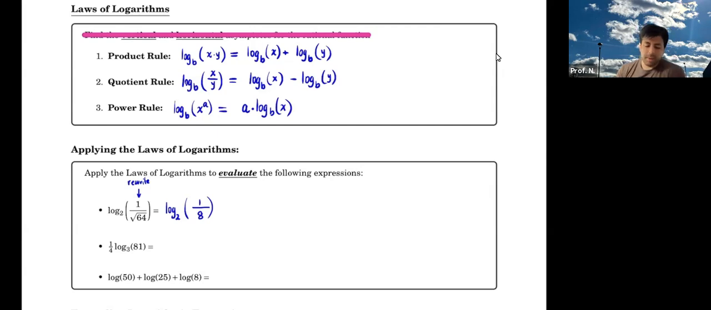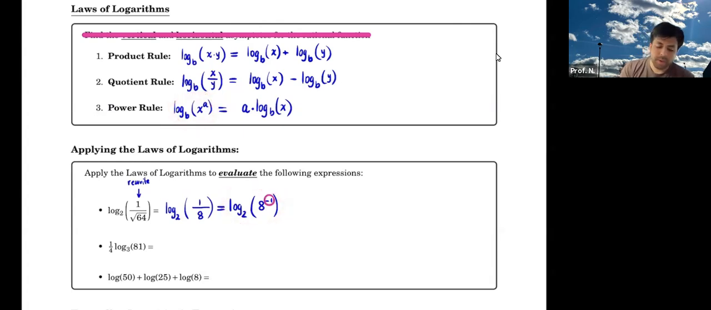Now, the problem is I want to see if there's a connection between 8 and 2. Can I rewrite 8 as some power of 2? And we can. So I can rewrite this as log base 2 of 8 to the negative 1 power. Remember, 1 over 8, I can rewrite this as 8 to the negative 1. And now, what do you notice? I got a minus 1 as an exponent, or as a power. And look at this form. Look at this law. This law has the same form here.